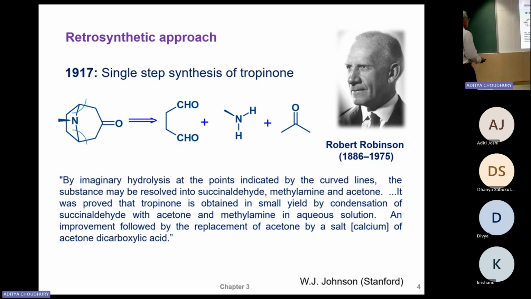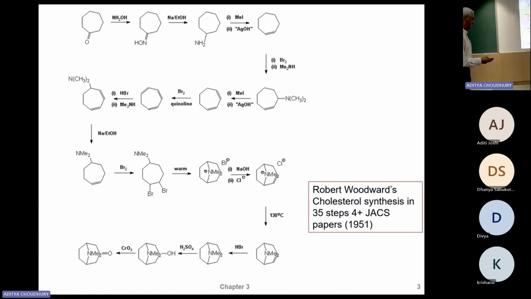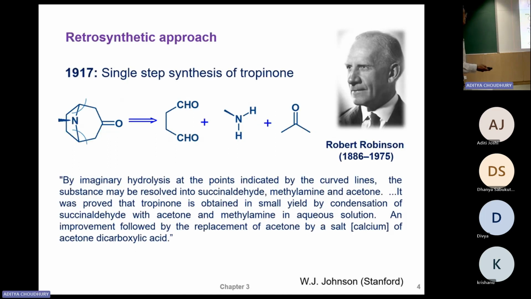But, having said all these things, Robert Robinson synthesized this particular compound in a single step. What took about 17 steps by Bill Starter, he has done in a single step. How is it possible? He used the retrosynthetic approach. If you're an organic chemist, you know about the retrosynthetic approach. What he did, he just broke these bonds and made it into small derivatives. And then he combined them, and he was able to prepare this compound in a single step. This is called the retrosynthetic approach.